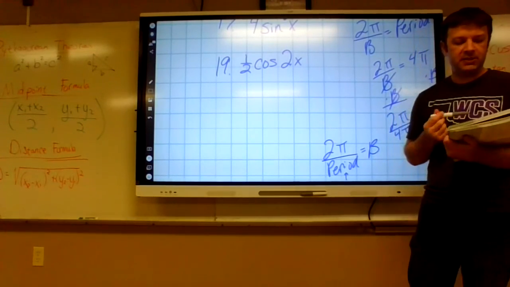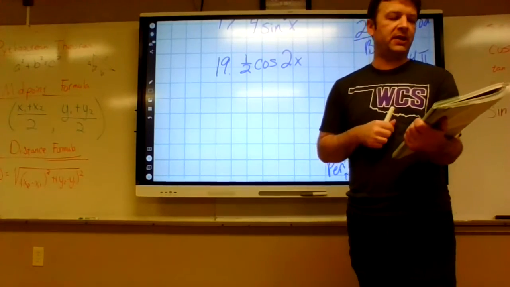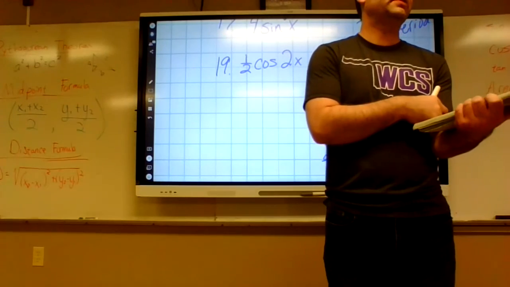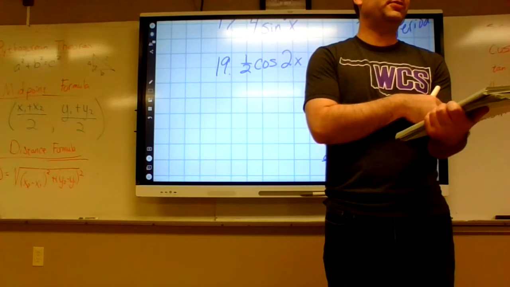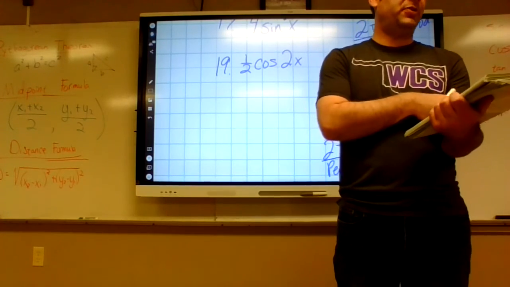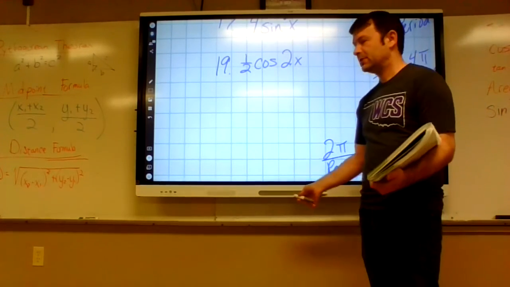On 18, is that more like a sine or a cosine graph? It's like an upside down cosine, right? So you need to put a negative in front of the amplitude.